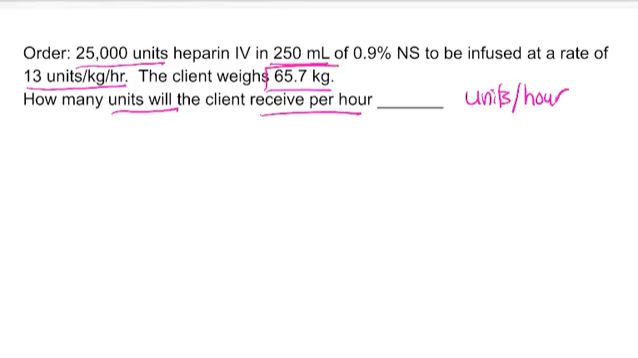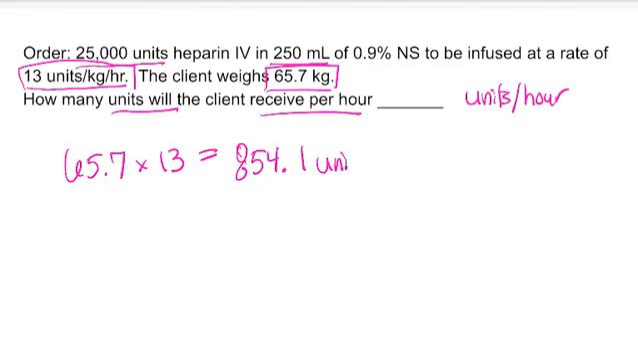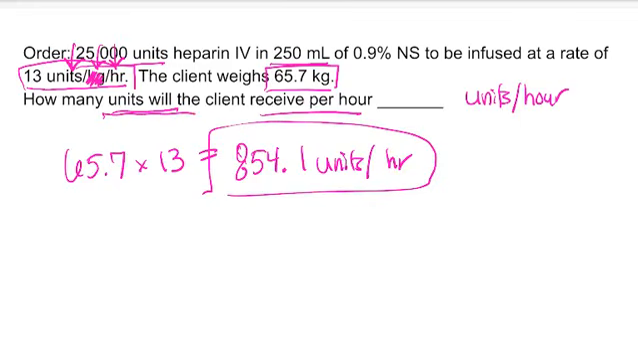So the client's weight is 65.7 kilos, and we know that they want 13 units per kilo per hour. So I'm going to take 65.7 and I'm going to multiply that by 13, and that's going to be 854.1 units per hour. So I'm looking at this label, units per kilo per hour. Once I do that math, I'm taking out the kilos because I just multiplied that. So I know that this is the number of units per hour. And actually, look at this. How many units will the client receive per hour? That's all I have to do. I don't have to figure out my rate. That's my answer, 854.1 units per hour. Woohoo! Celebrate. Okay, let's try another one.